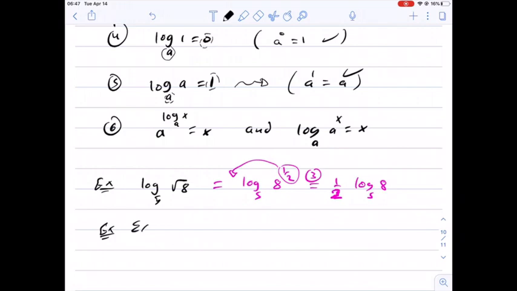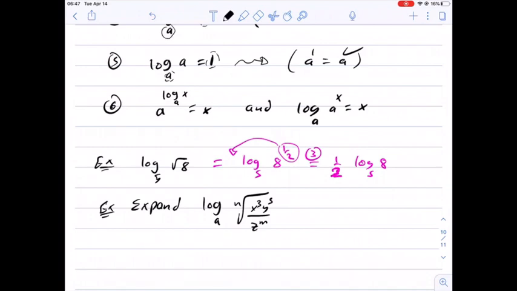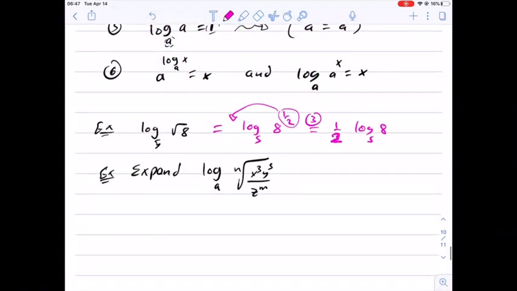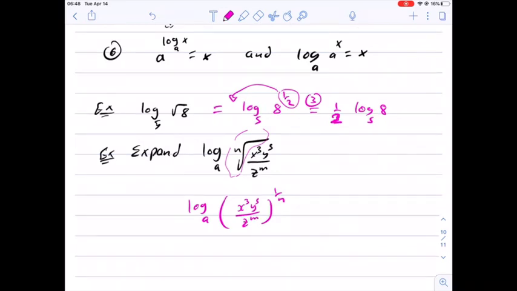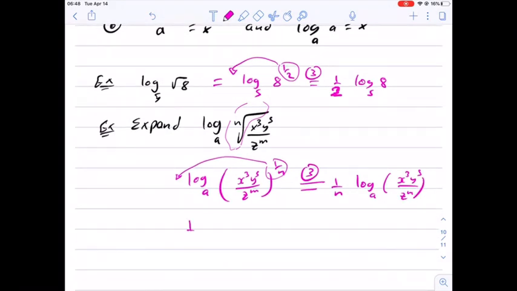Now we may be asked to expand some logarithm. If we want to expand this expression, then I mean to write it using several logs, but with the same base, we can first start with the power, or the nth root. This can be written as the power 1 over n, and we have x cubed y to the fifth over z to the power m. This is the first step. And then using property 3, we can bring this in the front of the log. It becomes 1 over n log base a of x cubed y to the fifth over z to the m.